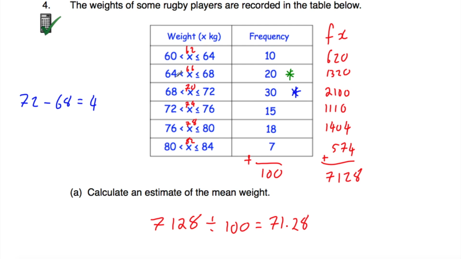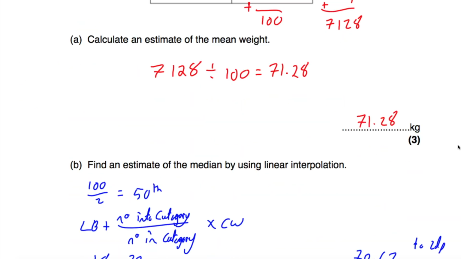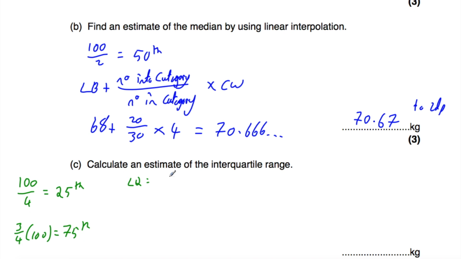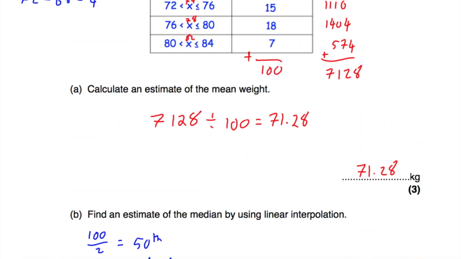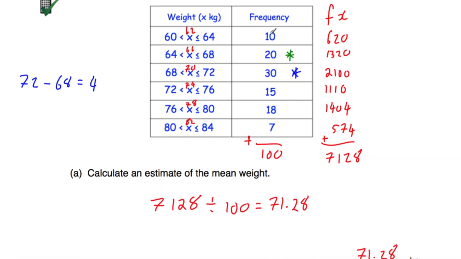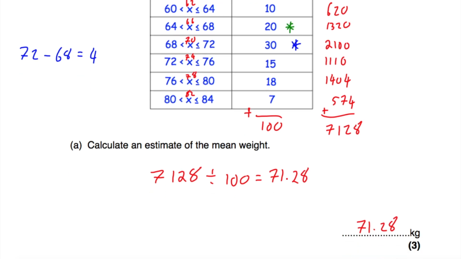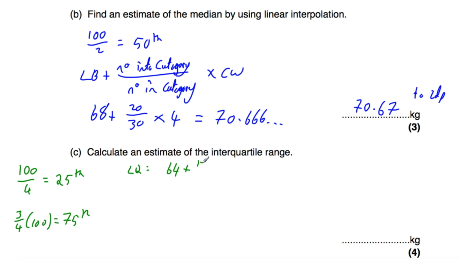So in terms of this class interval, the lower bound is 64. So let's go down here. For the lower quartile, the lower bound is 64 plus the number into the category. We're looking for the 25th value. We've gone 10 so far, so we now need to go another 15. So we want to go 15 into this category to find the 25th one.